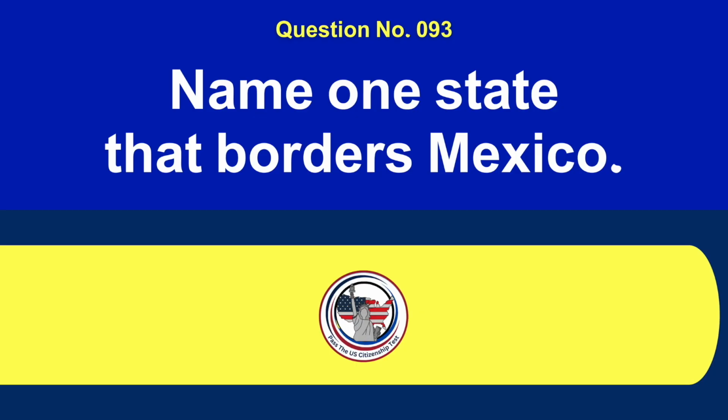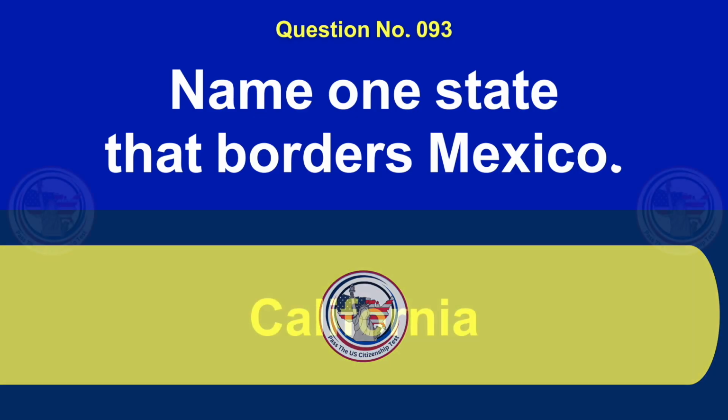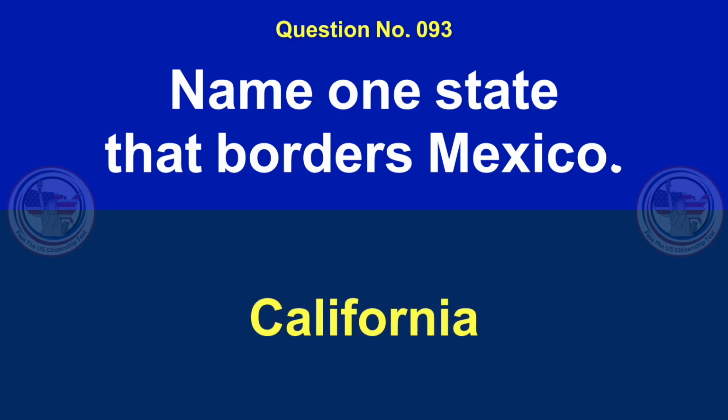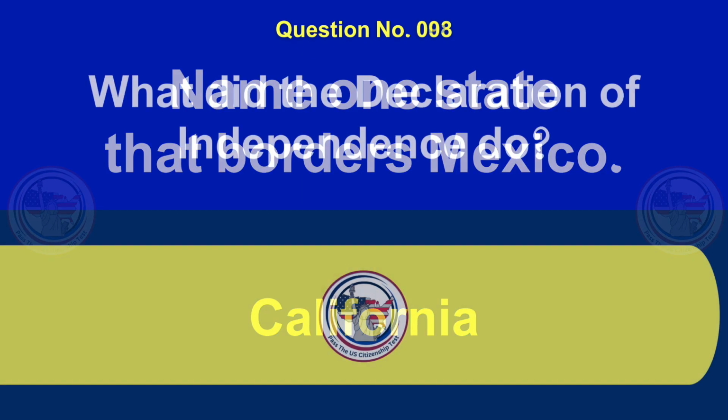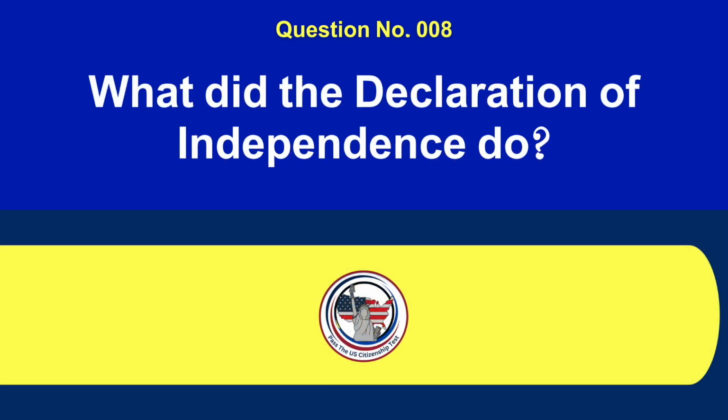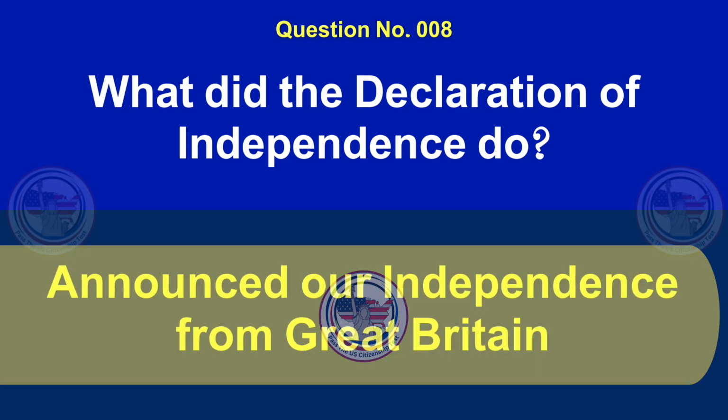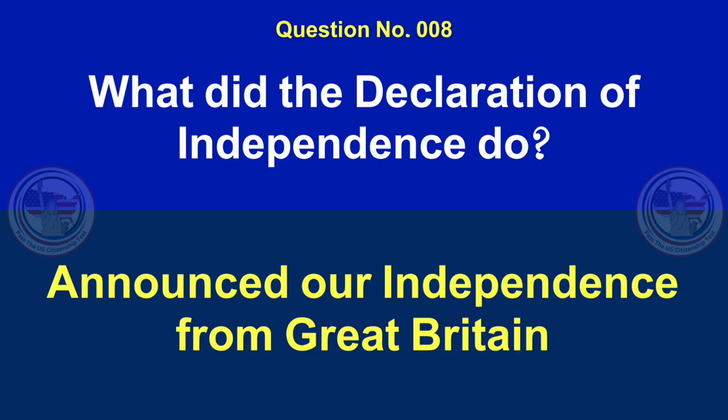Name one state that borders Mexico. California. What did the Declaration of Independence do? Announced our independence from Great Britain.